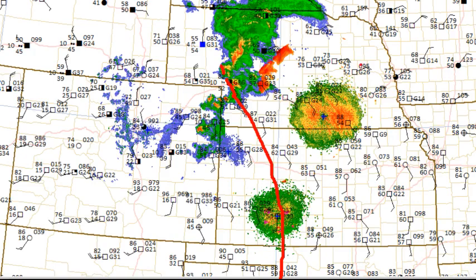And let's see if we can find any thermal boundaries. Yeah, there's definitely one. See this area right here? That's that backdoor cold front there in eastern Nebraska. Got a cool northeast flow back there at Omaha and Des Moines.